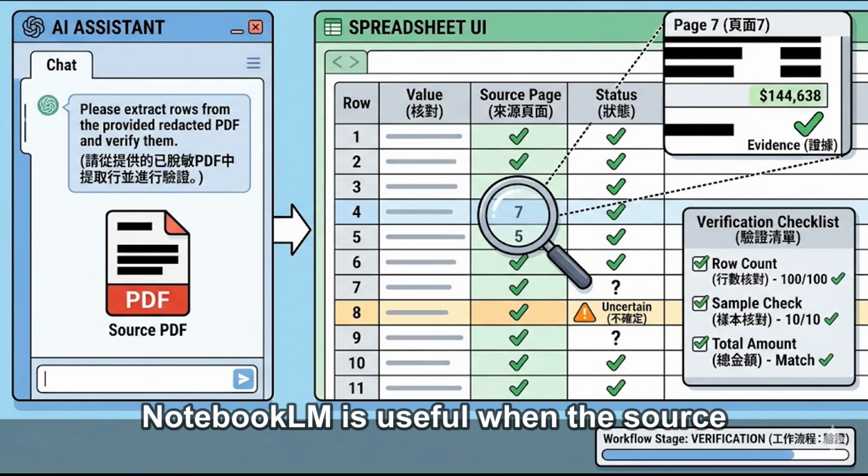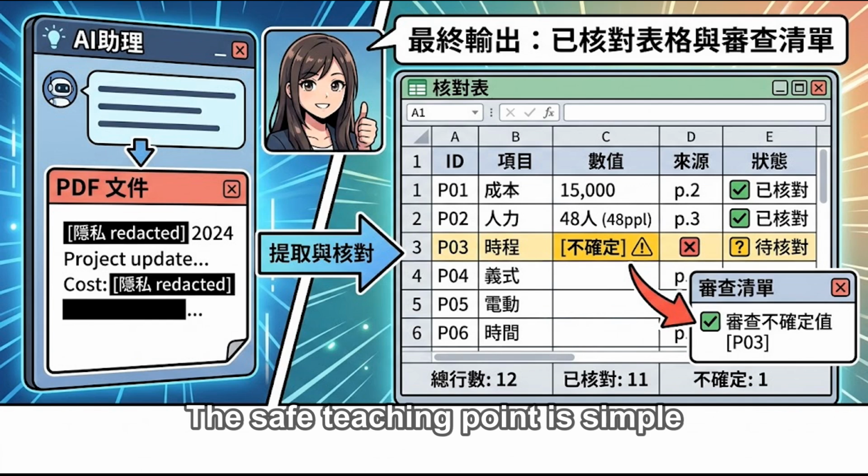NotebookLM is useful when the source packet matters more than the table formatting. It can keep answers tied to uploaded sources, but it is not the same thing as a spreadsheet auditor. The safe teaching point is simple. Choose the tool by the failure you most need to prevent.